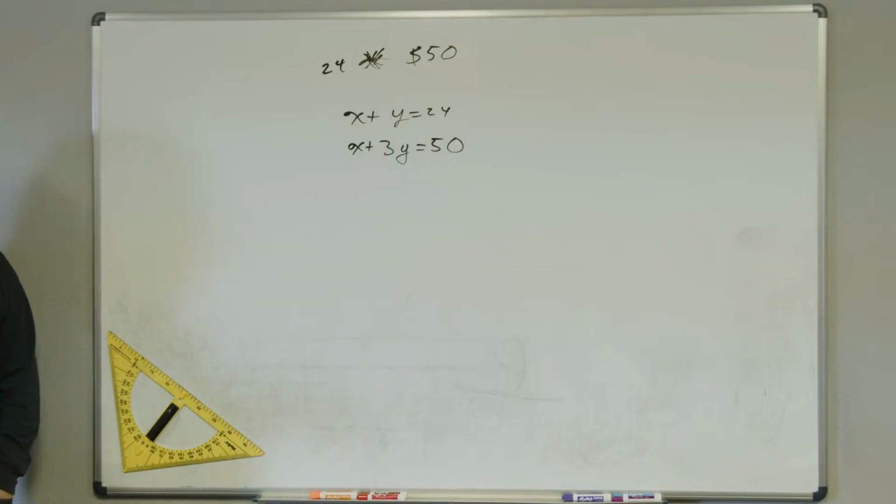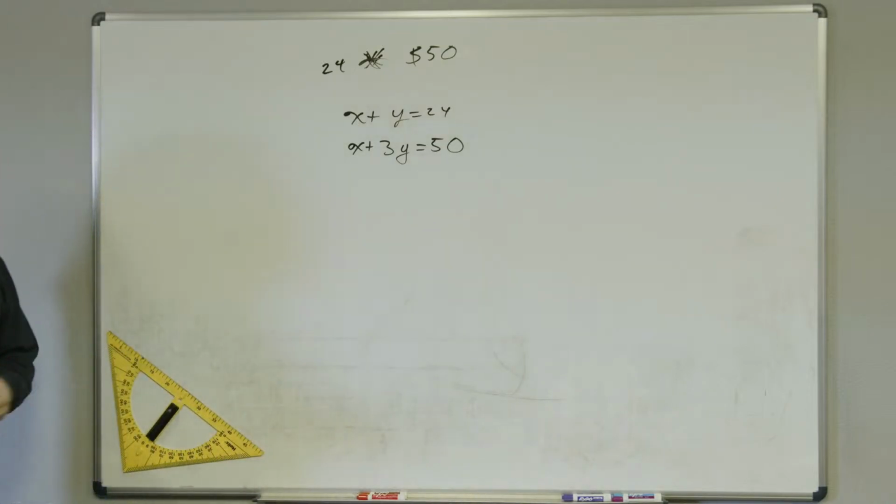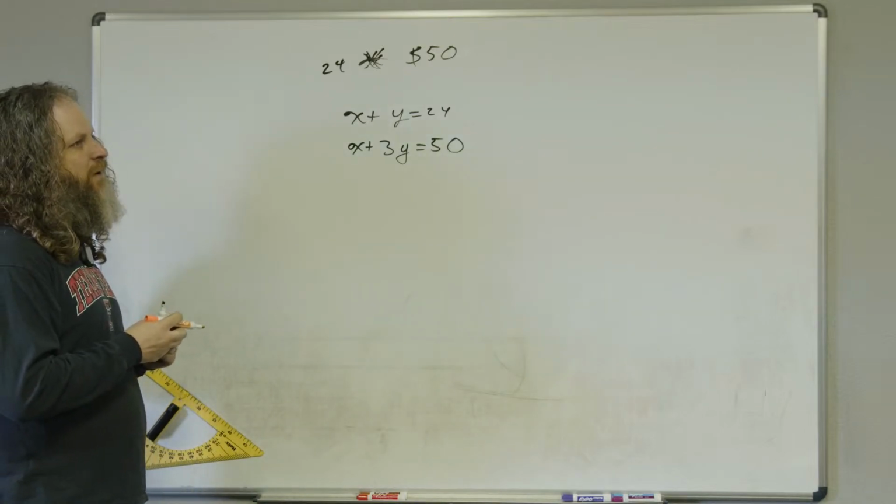So what should we do to solve it? Gavin suggested elimination, which sounds great. What are we going to have to do for elimination? Get one of the x's to be negative. That's true. So how are we going to do that?